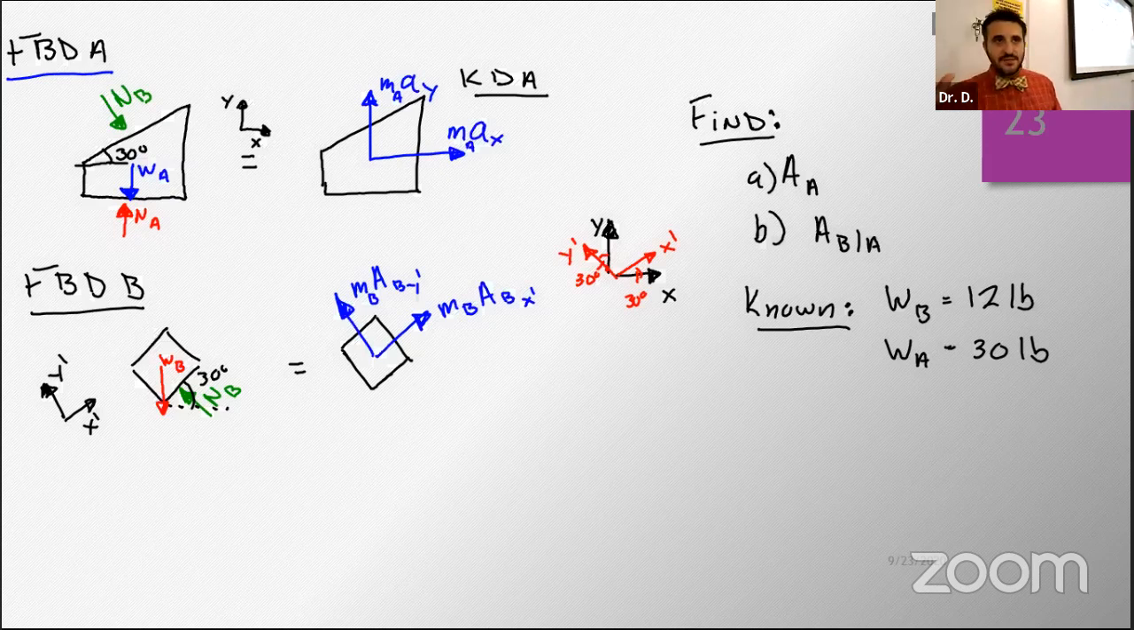What was I asked to find? The acceleration of A and the acceleration of B with respect to A. And what do I know? Well, I know that the weight of B is 12 pounds, and I know that the weight of A is 30 pounds.